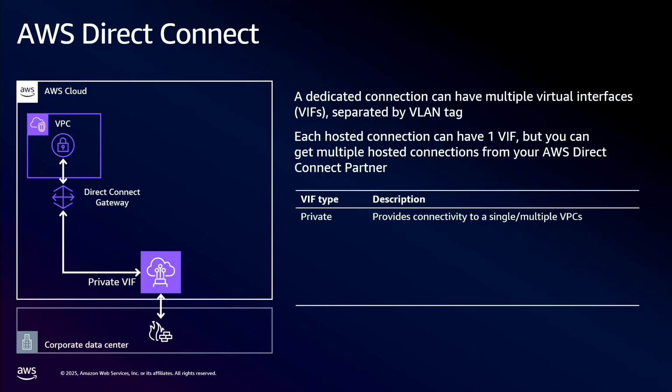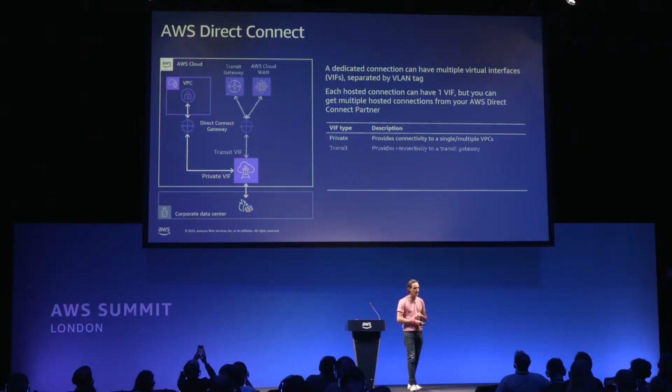A private VIF will give you access to a single VPC, or multiple VPCs if you're using a Direct Connect gateway, which you should. You should definitely use a Direct Connect gateway. This is all private communication.